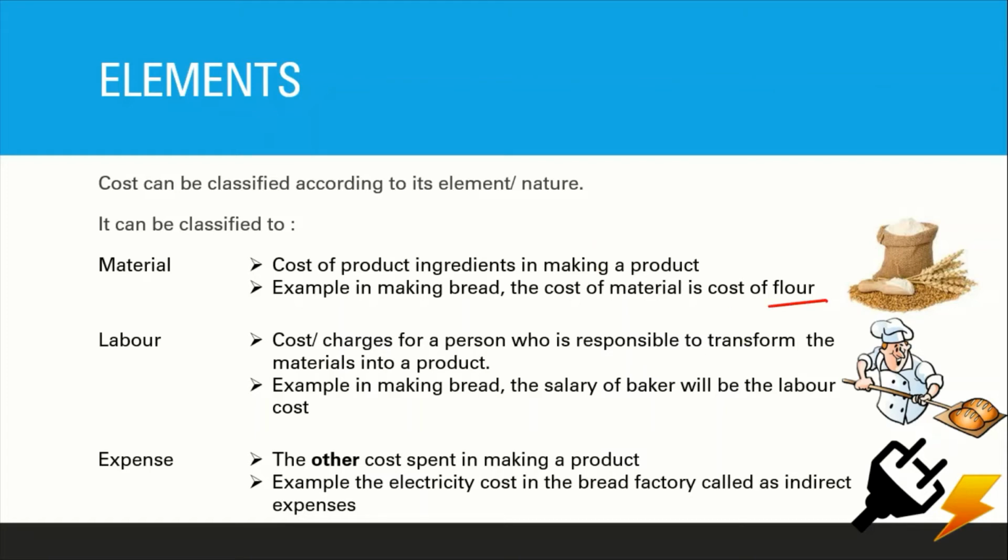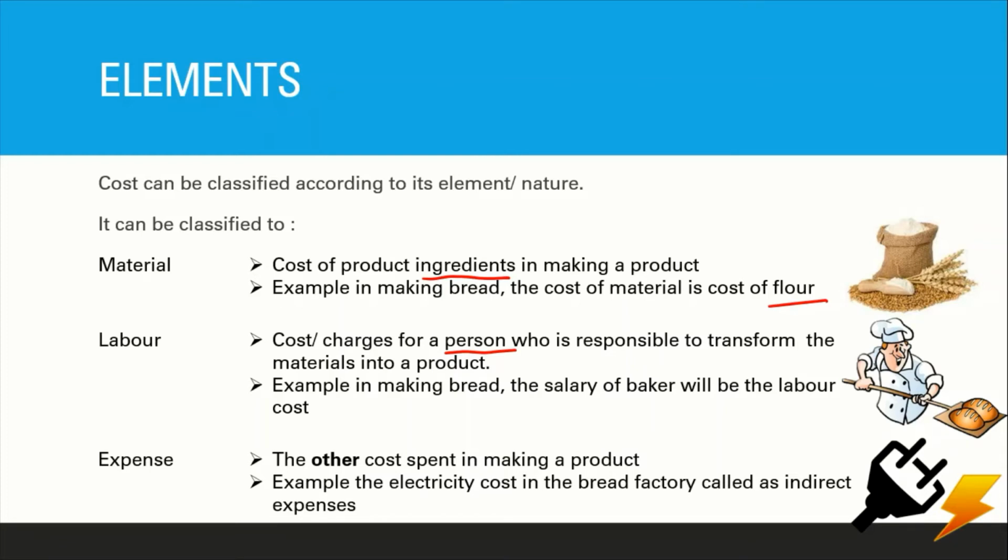The second group is labor. So cost or charge for a person. The material is the ingredient, and the person is responsible to transform the material into a product. Example, in making bread, the salary of a baker will be the labor cost. So labor is the people that are involved in making the product.